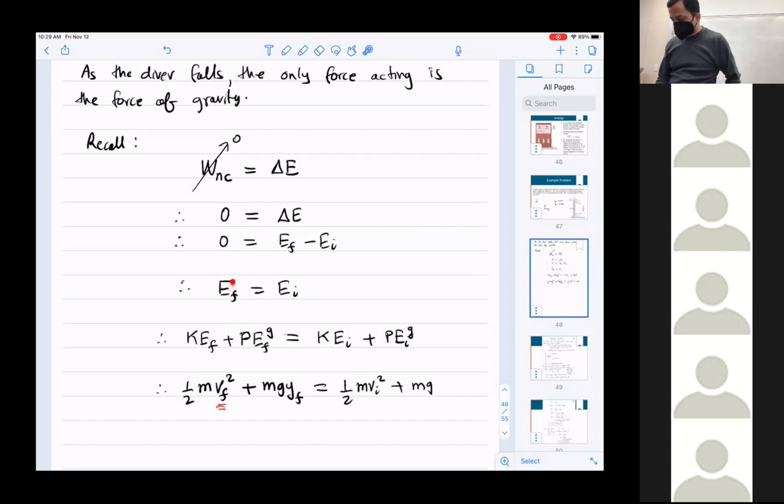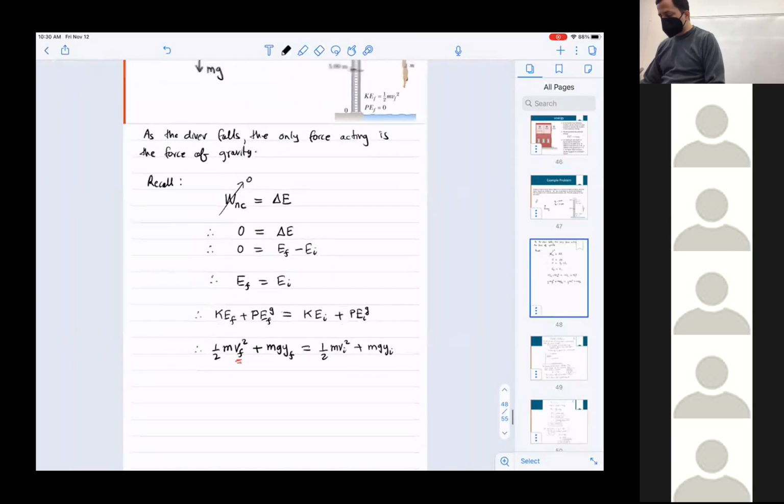Right, this is the final energy, so it is the final kinetic energy plus mgy final. This is the initial kinetic energy, and then this will be the initial potential energy, which will be mgy initial. So that's just the general formula, right? We have energy conservation, but now we can look specifically at what is happening in this problem.